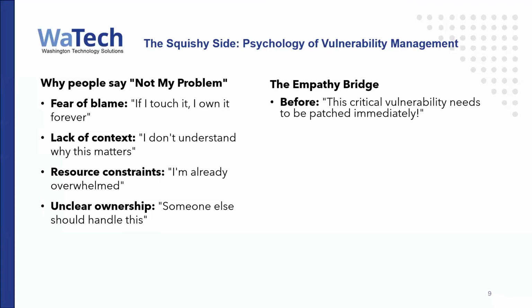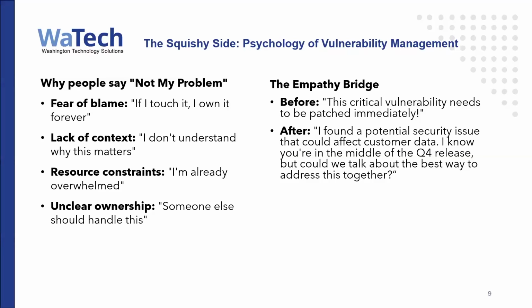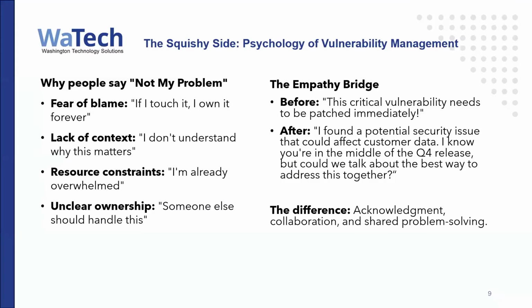So before you use this empathy bridging with the relationship, you say, this critical vulnerability needs to be patched immediately. But after, using this model, you could say, I found a potential security issue that could affect customer data. I know you're in the middle of the Q4 release, but could we talk about the best way to address this problem? So it's not, this has to be fixed with zero context. It's, here's the context. How can we move forward with this?